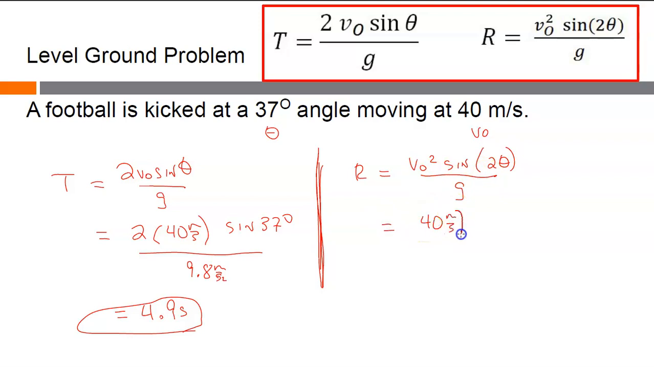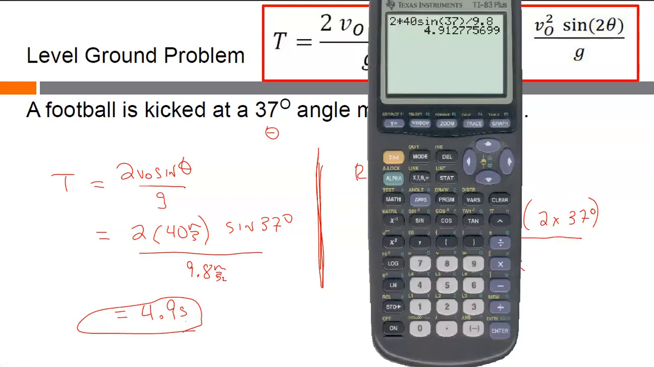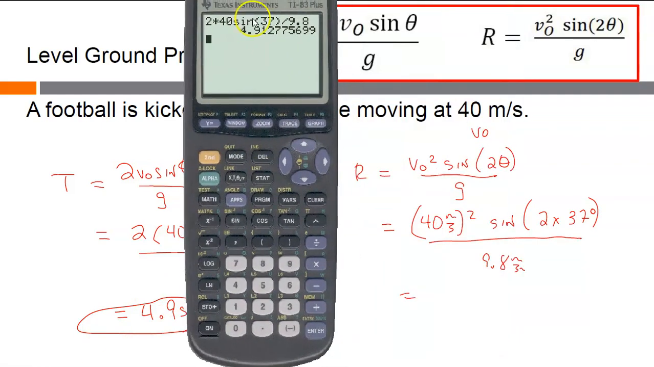40 meters per second. That gets squared. Here's a sine of 2 times 37 degrees. Remember, we're doubling the angle right there. And we divide by 9.8 meters per second squared. All right? I don't know what that is, but my calculator does. So let's see what it says. 40, hit your squared button, sine 2 times 37, and close that up right there. Divide by 9.8, and that's 157 meters.